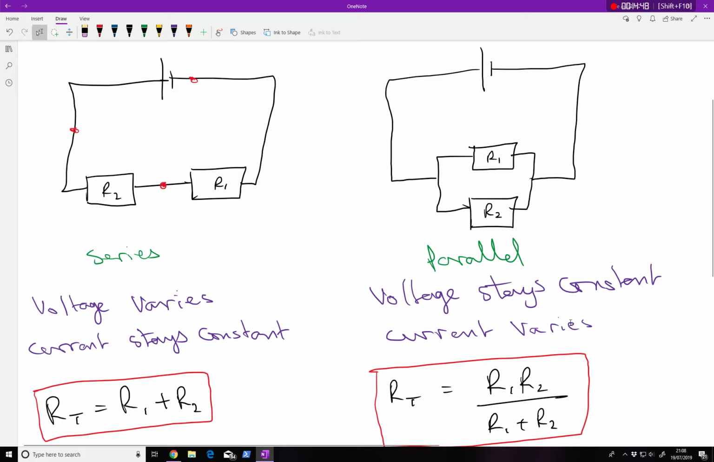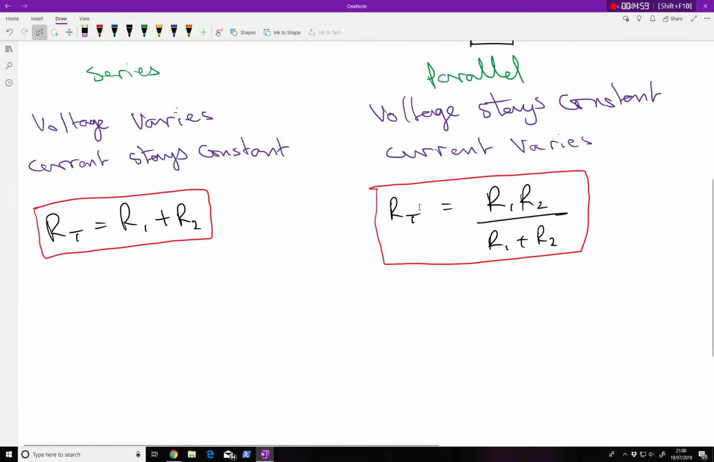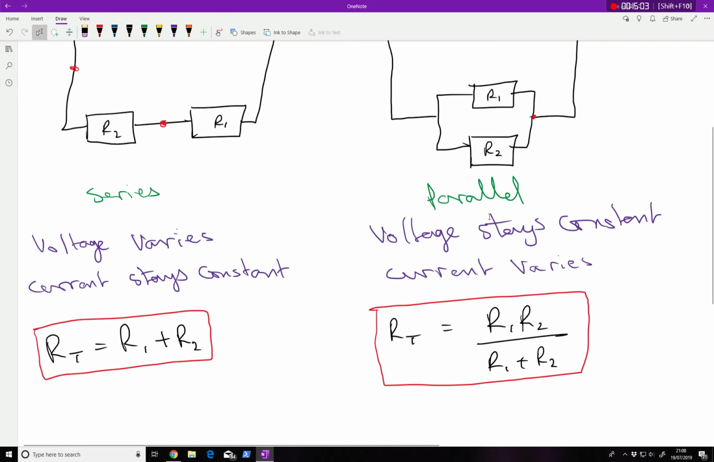However, the current varies because the current needs to split at the junction. Remember Kirchhoff's first law, the current needs to split at the junction. And this expression here basically just tells us if I have some resistors in series, what is their total resistance? Because we would be able to treat it as one combined resistor.